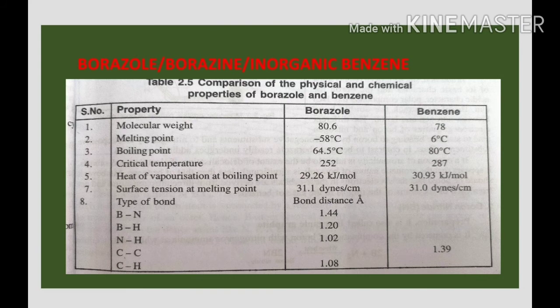We call borazole or borazine inorganic benzene because its structure, the dimensions of the structure, and many physical and chemical properties are similar to benzene. Here in this table we can see some similarities in the physical and chemical properties of borazole and benzene. For example, the molecular weight of borazole is 80 and that of benzene is 78. Like this, many physical and chemical properties are very much similar to each other.